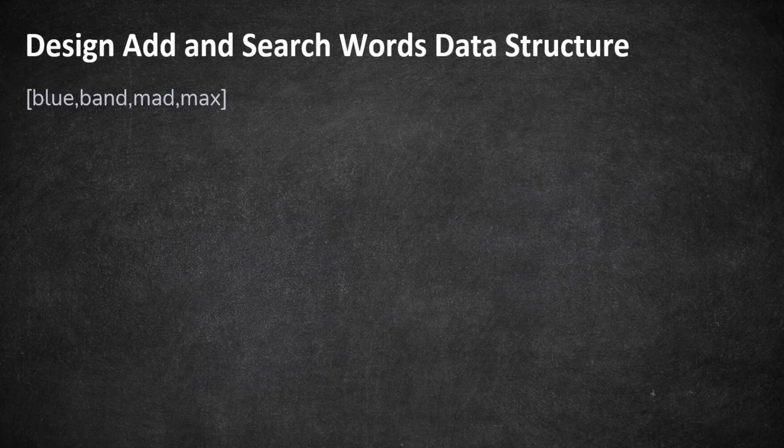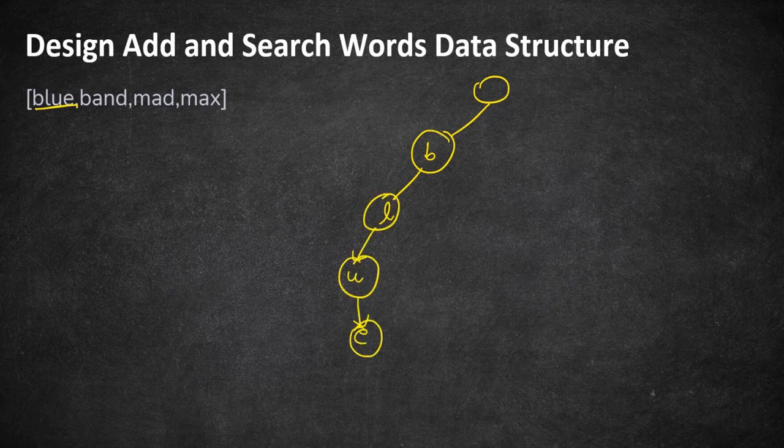A trie is nothing but a simple data structure that helps us store words having common prefixes. For example, here the examples given are blue, band, mad and max. So let's start by having the root node. From the root node, the first character we see is B. So from B, it is going to be a tree structure. Okay, we have constructed the first word. The second word given here is band. So we are going to insert band into our data structure.